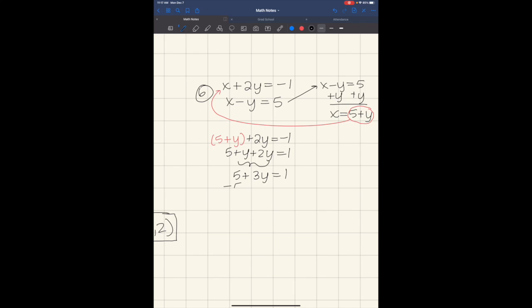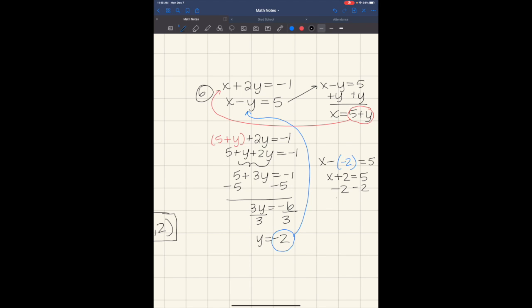Accidentally dropped the negative 1 there. You'll see I fix it. Then I plug that negative 2 in for y in either of the original equations, and I get x equals 3. So my answer is 3, negative 2.